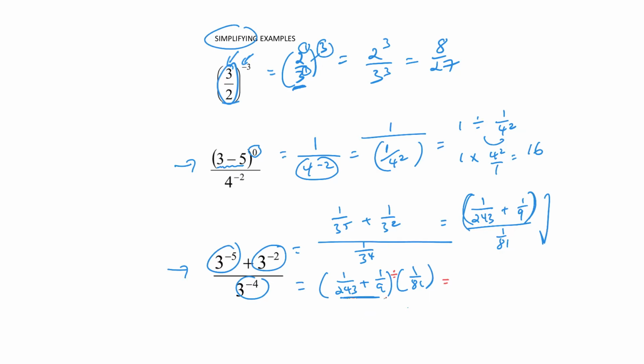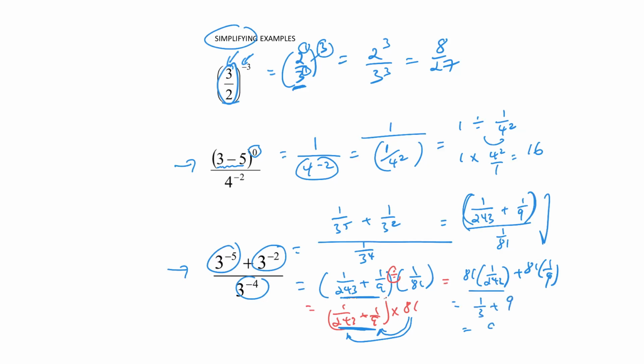Before I deal with this, I'm going to change this into 1 over 243 plus 1 over 9, but this is divided by 1 over 81. I'm going to have to multiply by 81. So right now I'm going to expand, because I don't want to think about the LCD, lowest common denominator. I'm just going to multiply everything inside the bracket by 81. So 81 times 1 over 243 plus 81 times 1 over 9. This gives me 1 over 3 plus 9, which gives me 9 and a third. If you want to do this first, you have to find a common denominator and then multiply by 81. It doesn't really matter. You eventually get 9 and 1/3.